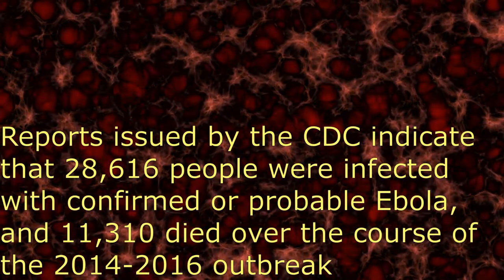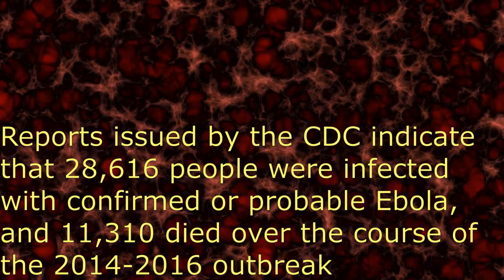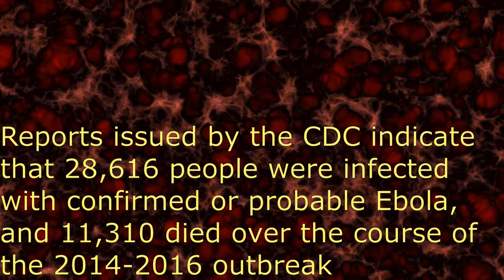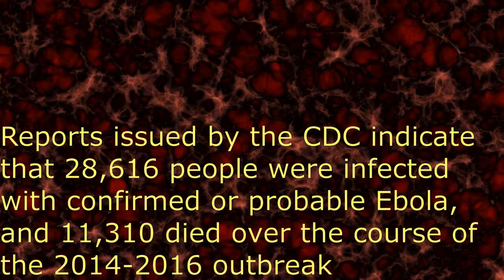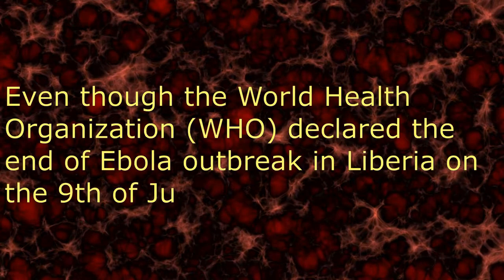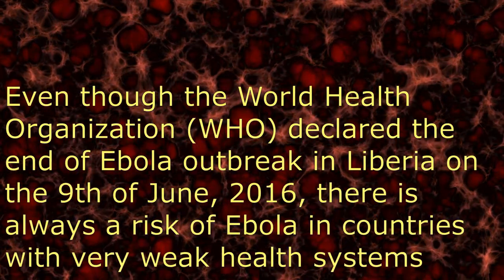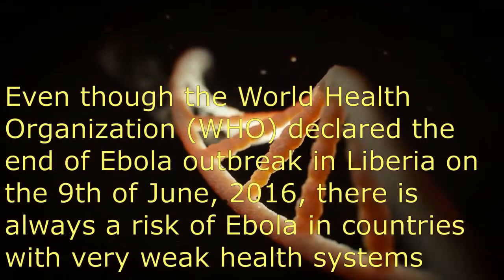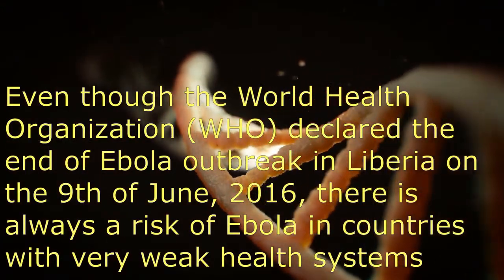28,616 people were infected with confirmed or probable Ebola, and 11,310 died over the course of the 2014 to 2016 outbreak. World Health Organization (WHO) declared the end of Ebola outbreak in Liberia on the 9th of June, 2016. There is always a risk of Ebola in countries with very weak health systems and where the virus is prevalent in wild animals.